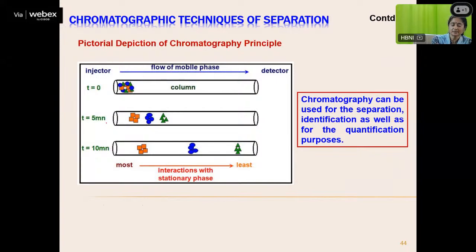Now you can see slowly, depending on their affinity or their interaction of the analyte with the column, your analytes are being separated. At T equal to 5 minutes, there is slight separation, whereas at T equal to 10 minutes, there is more separation. This separation is because the interaction of the components varies with your stationary phase. So chromatography can be used for separation, identification, as well as quantification purposes.